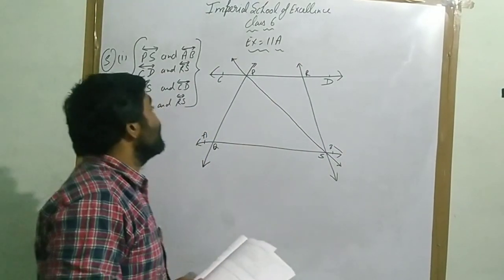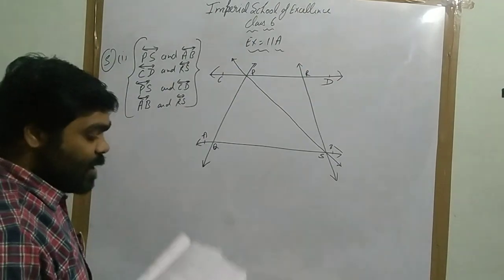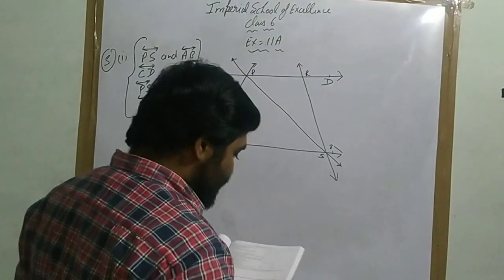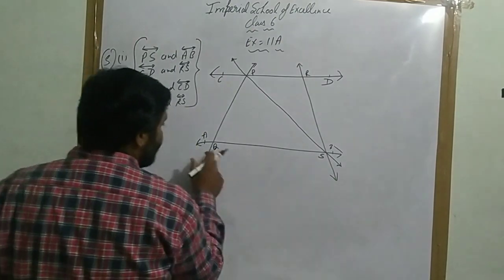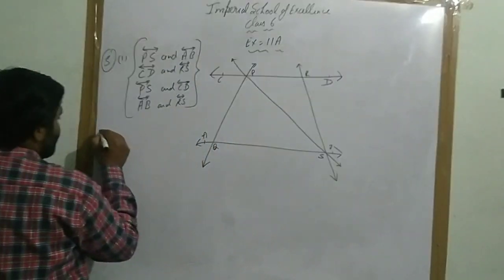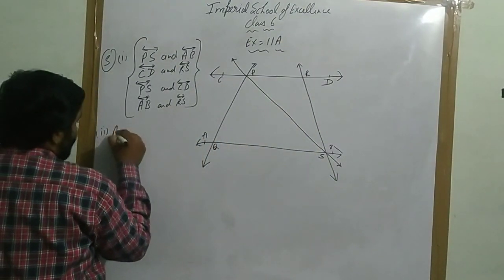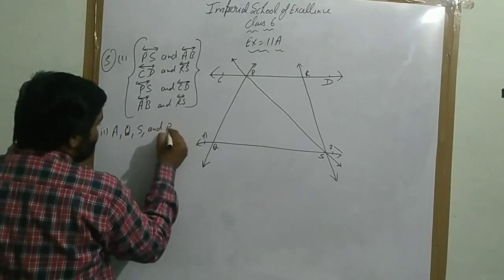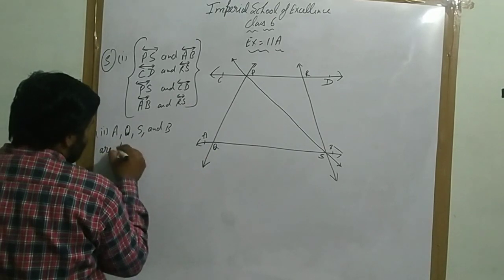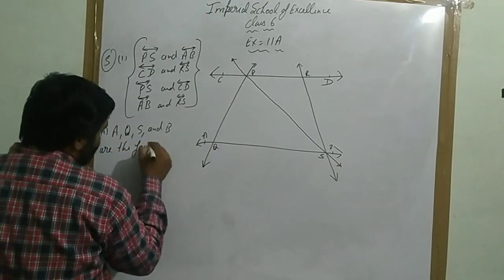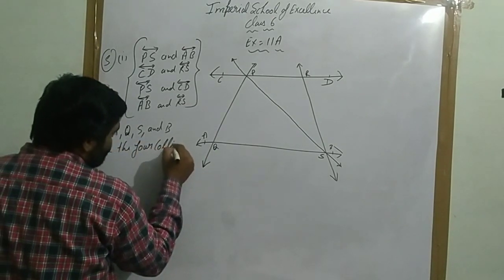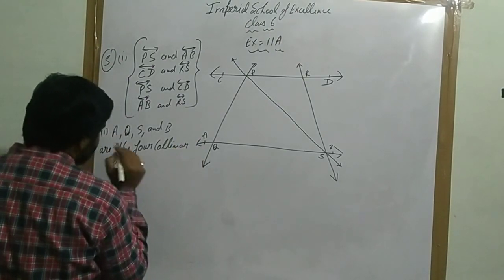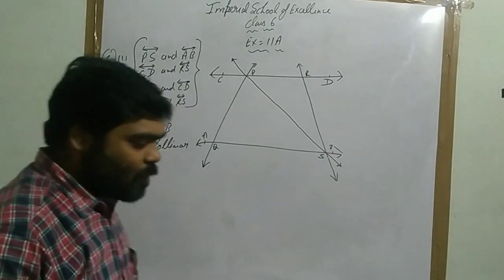After that, 4 collinear points. In this figure the 4 collinear points are A, Q, S and B. Second answer: A, Q, S and B are the 4 collinear points.